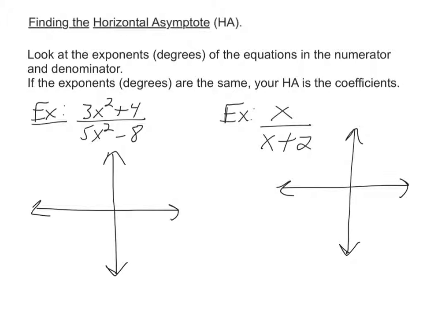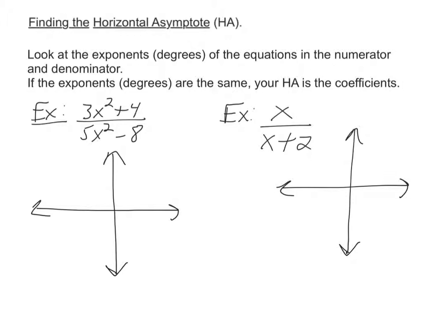Alright, so how do we decide how to find those? So we'll look at the horizontal asymptotes first. Look for the exponents, or the degrees, of the equations in the numerator and the denominator. If the exponents or the degrees are the same, your horizontal asymptote is the coefficients. So we look at our equations in both the numerator and denominator, and they have to be in descending order. Well, they don't really have to be, but it does help so you can see what they are.